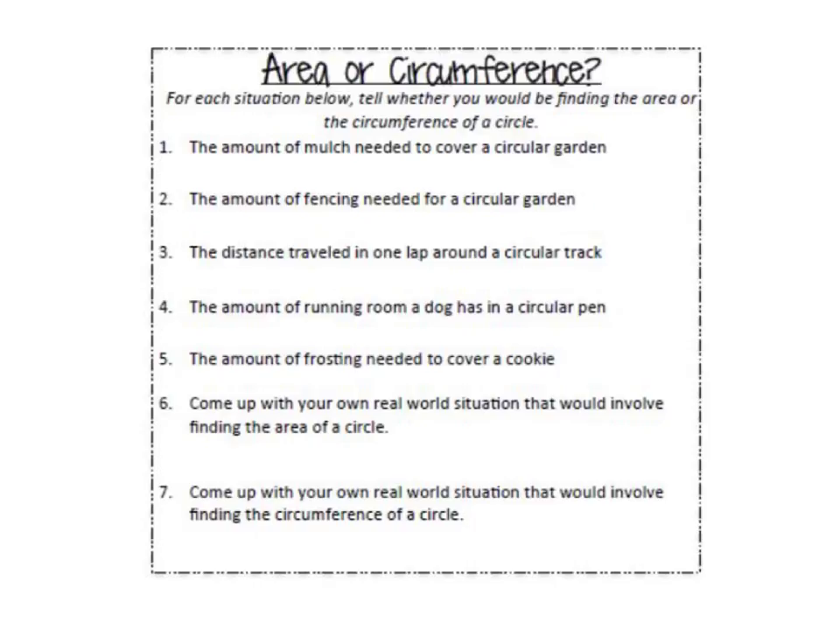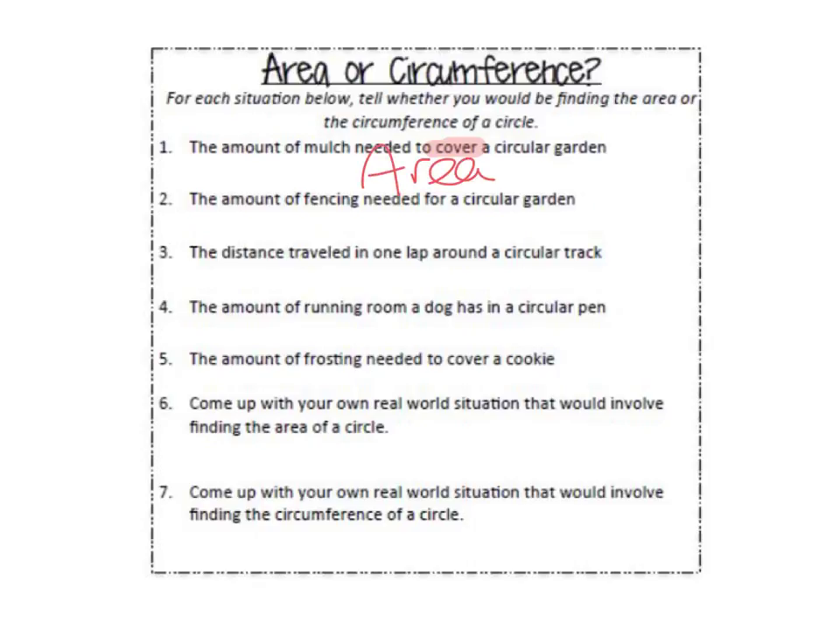So here we have kind of like a keyword information. These are situations where you need to figure out if it's area or circumference, what they're asking you to find. So let's read through them, and then figure out what the keyword is and what we're looking for. The amount of mulch needed to cover a circular garden. So what would be the keyword? Cover is the keyword. So in this case, because it's showing cover, we are looking for area.